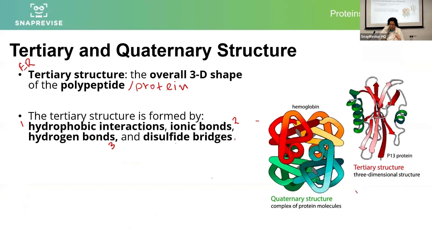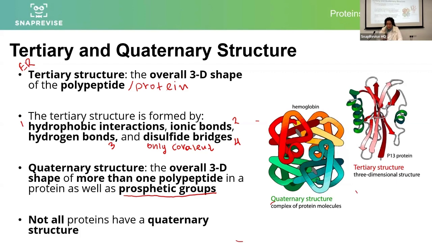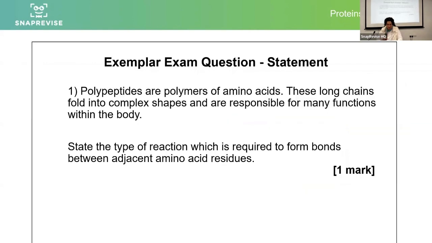Finally, disulfide bridges, that's the fourth type of bond that holds together the tertiary structure. And the disulfide bridges are the only covalent bond that stabilizes the tertiary structure. Everything else, ionic bonds, hydrophobic interactions, and hydrogen bonds are intermolecular interactions. So quaternary structure, as we said, has more than one polypeptide. And it can also contain what we call prosthetic groups. A prosthetic group is a non-amino acid, a non-protein chemical group. And we're going to see an example of that in a minute with hemoglobin.